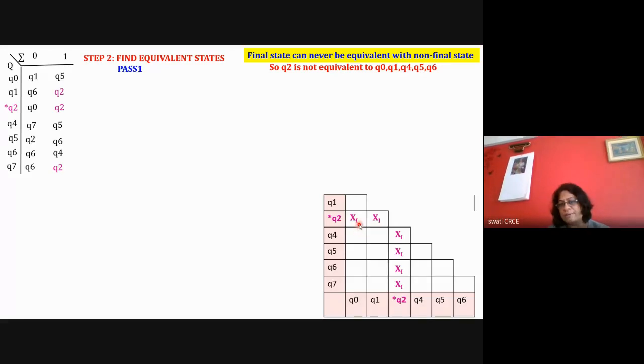Here I am writing 1, x1, meaning I have identified that Q2 is not equivalent with Q0. This particular block indicates the equivalence between the states Q0 and Q2. So I'm saying that Q0 and Q2 are not equivalent in pass one. And Q2 is not equivalent with Q1, Q4, Q5, Q6, and Q7. So everything I've identified: Q2 is not equivalent with Q0, Q1, Q4, Q5, Q6, and Q7. I've written that down in the beginning with the support of this particular statement, so I have partially identified it.